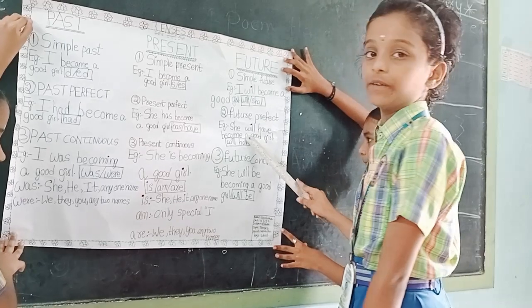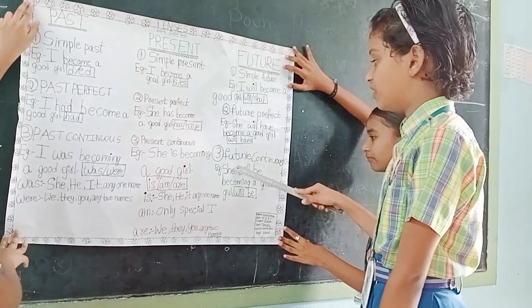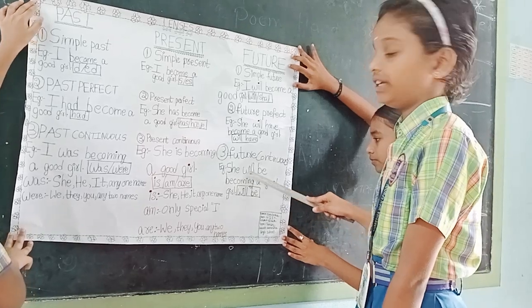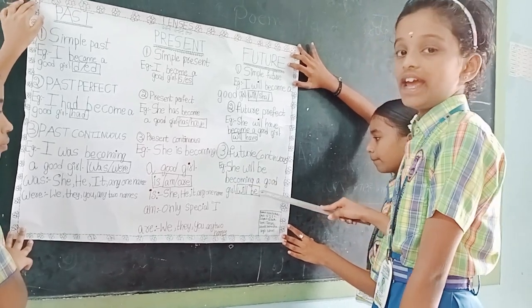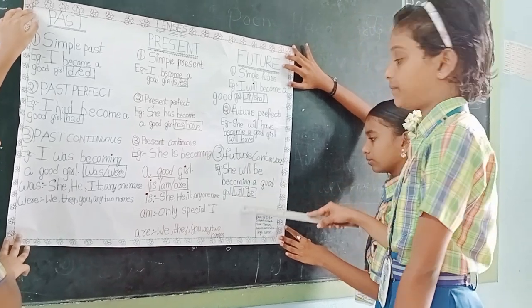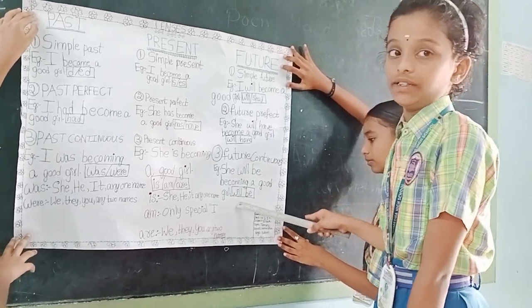Future perfect helping verb is will have. Future continuous example is she will be becoming a good girl. Future continuous helping verb is will be.